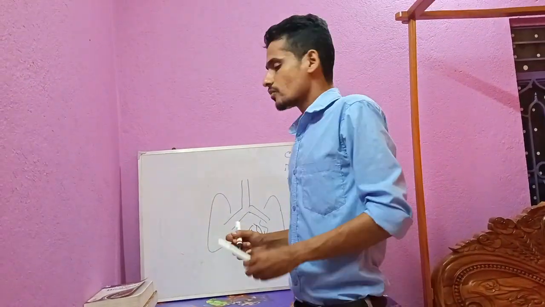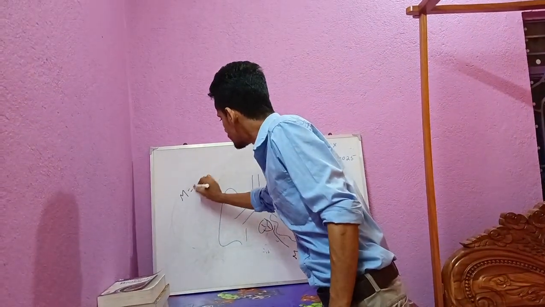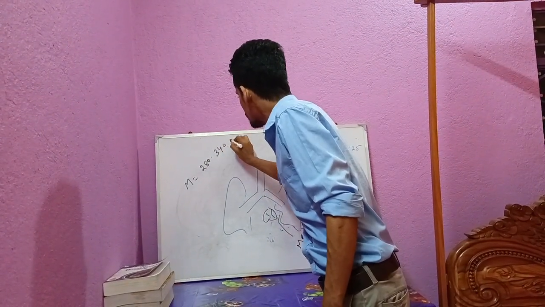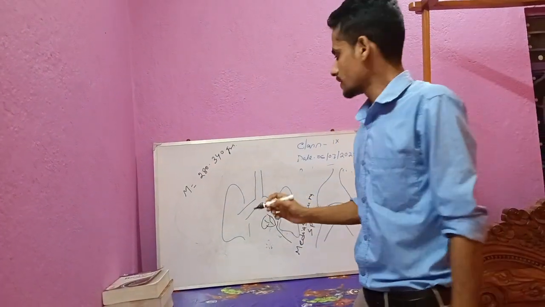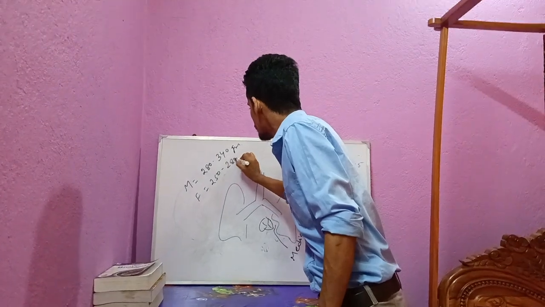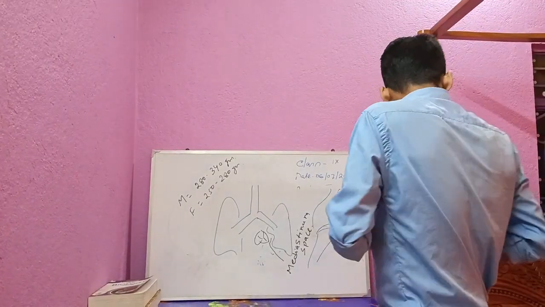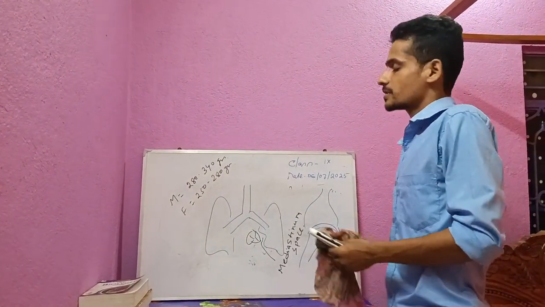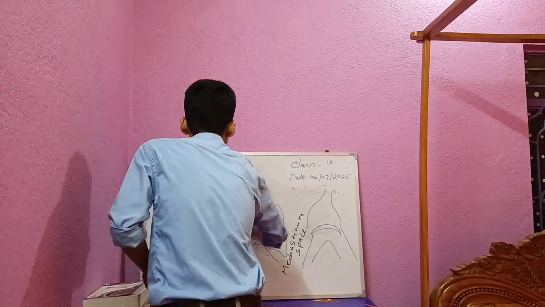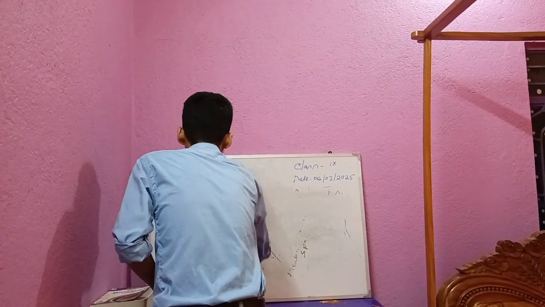Now, what is the weight of our heart? In the case of males, it is about 280 to 340 grams, and in the case of females, it is about 250 to 280 grams. Now we will discuss the structure of our heart.